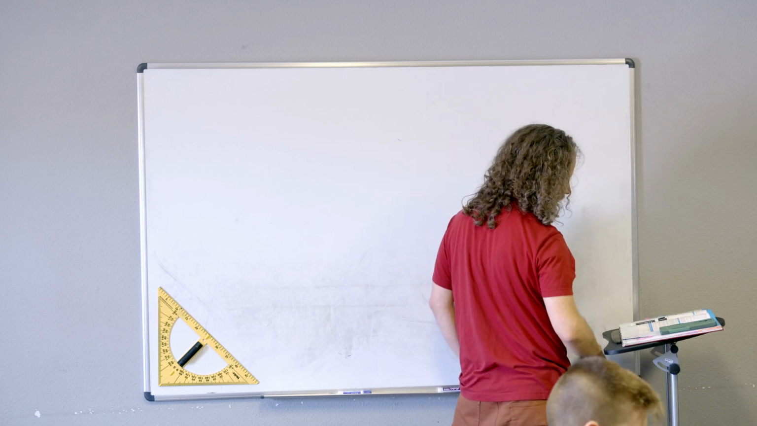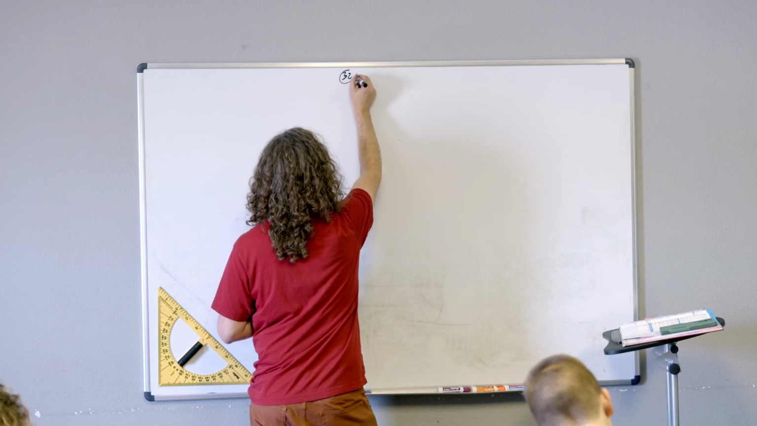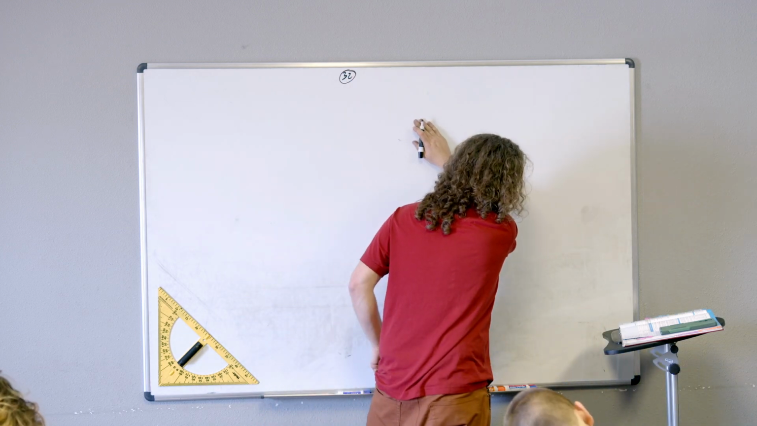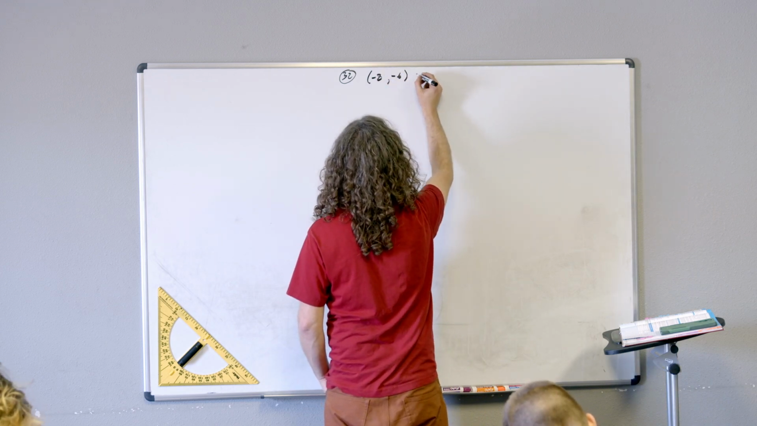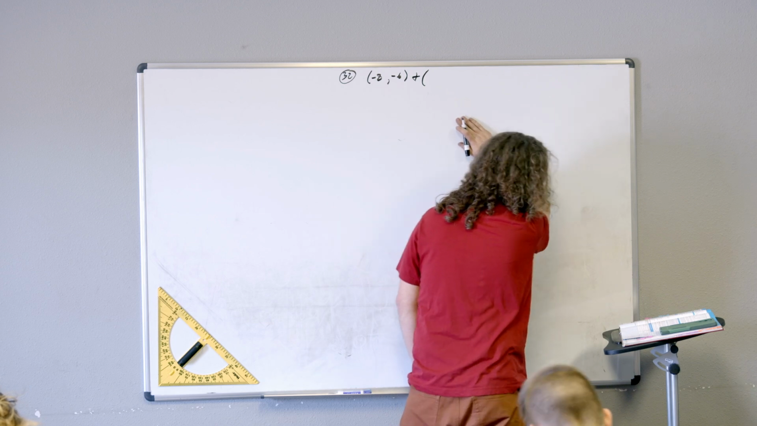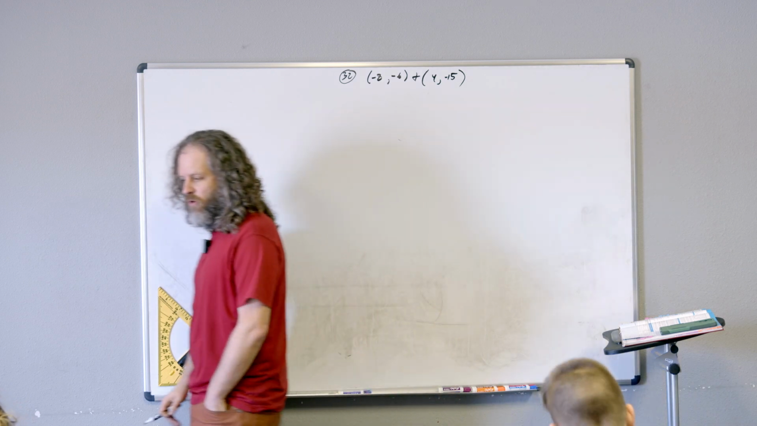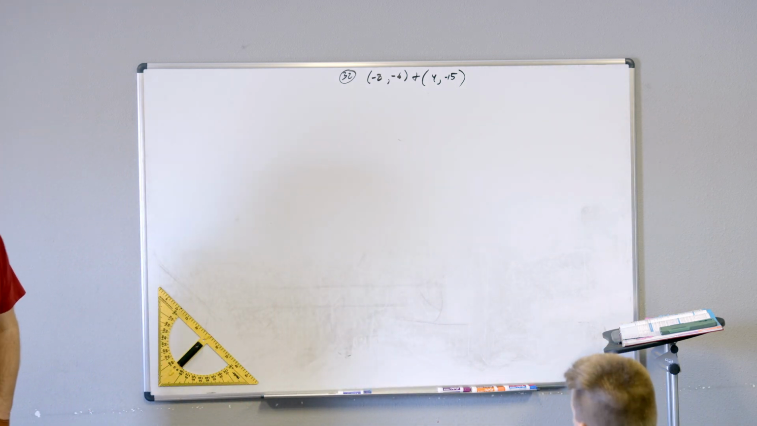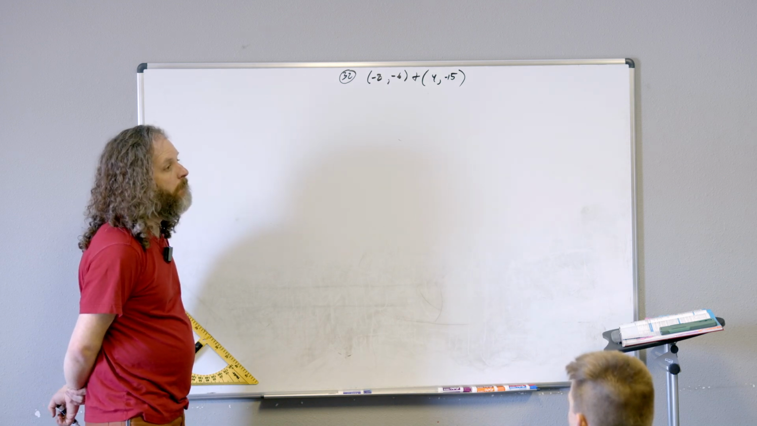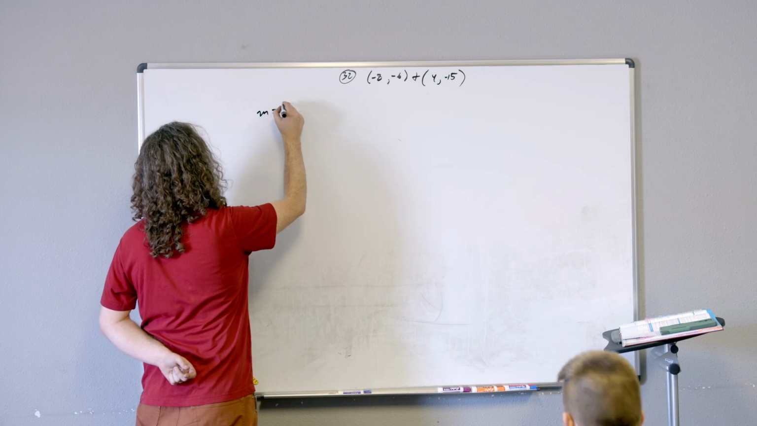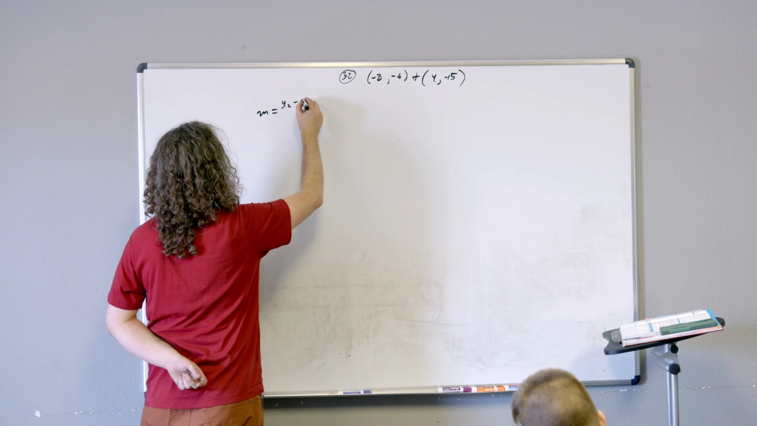Page 236, number 32. We're supposed to write the equation of the line in point-slope form that passes through (-8, -6) and (4, -15). So what should we do? Slope formula, yeah.